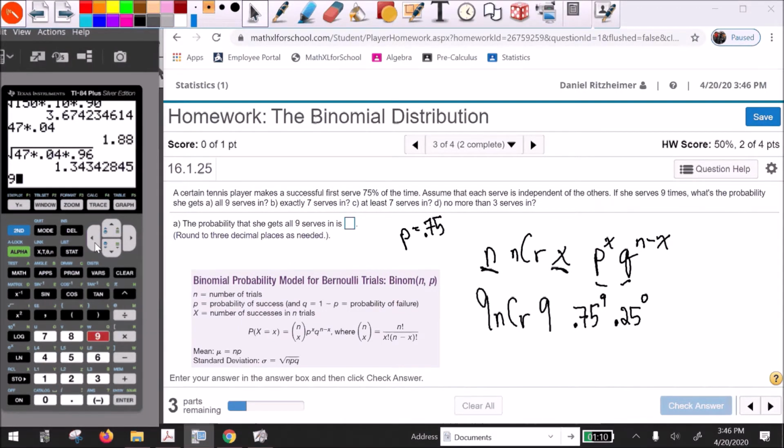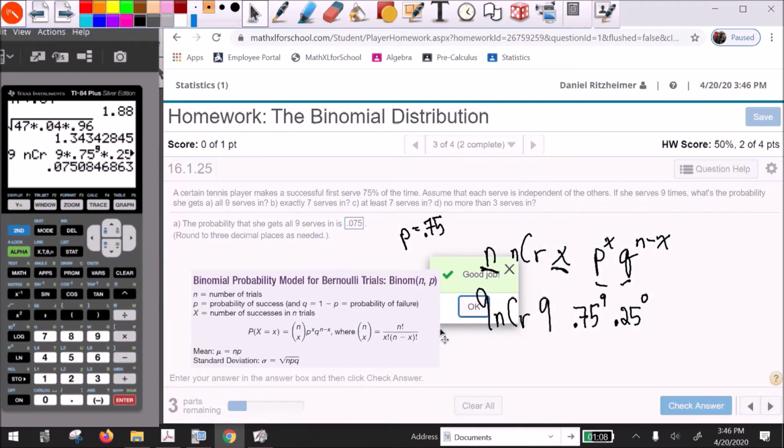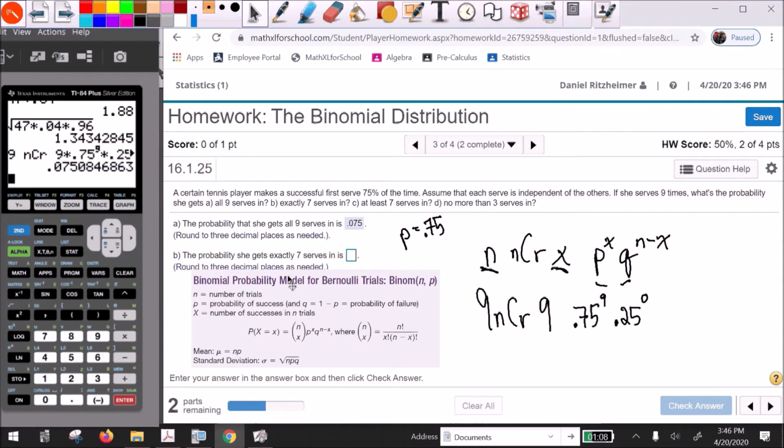9 nCr 9 multiplied by 0.75 to the 9th power multiplied by 0.25 to the 0 power. And we get 0.075. They want 3 decimal places. All right. What's the probability that she gets 7 serves in?